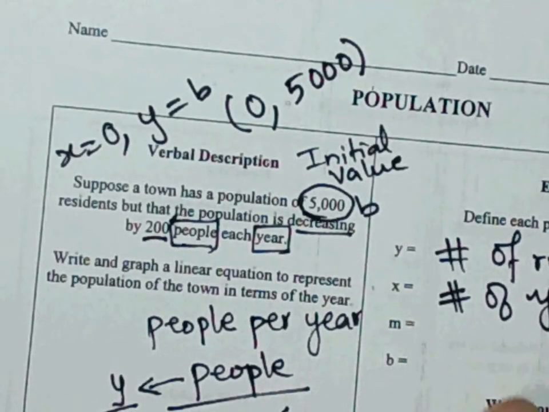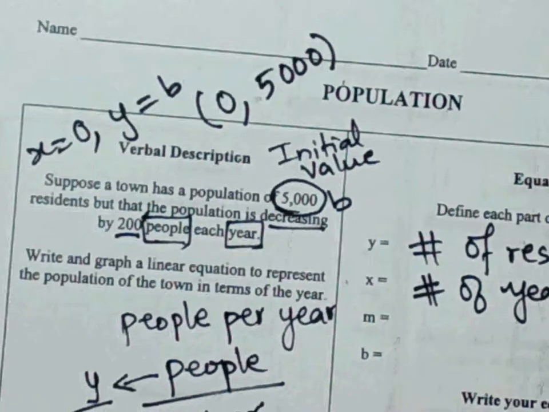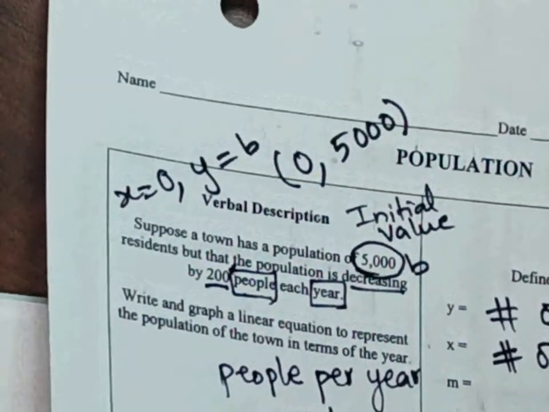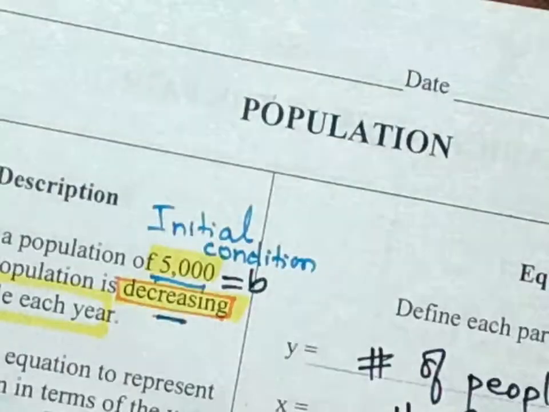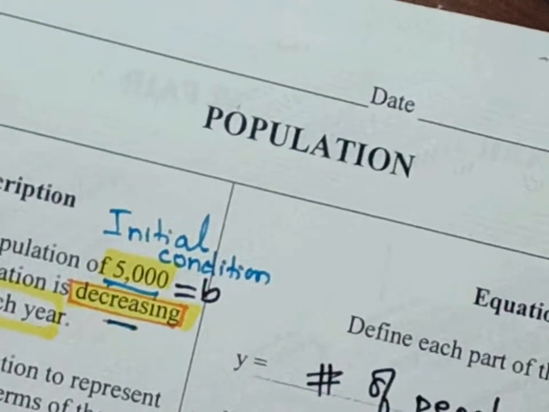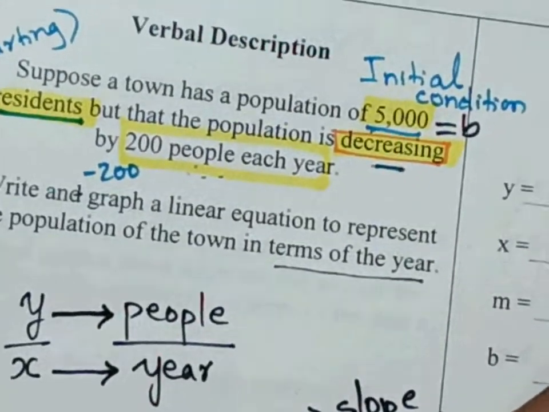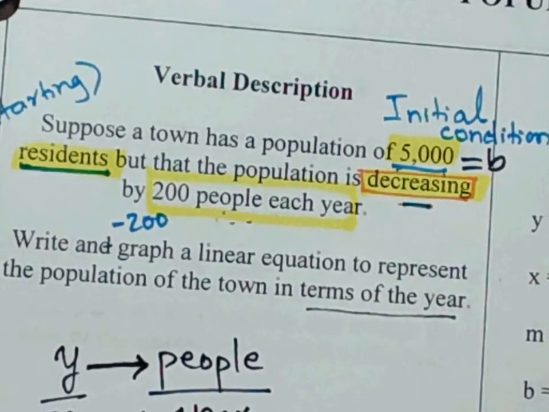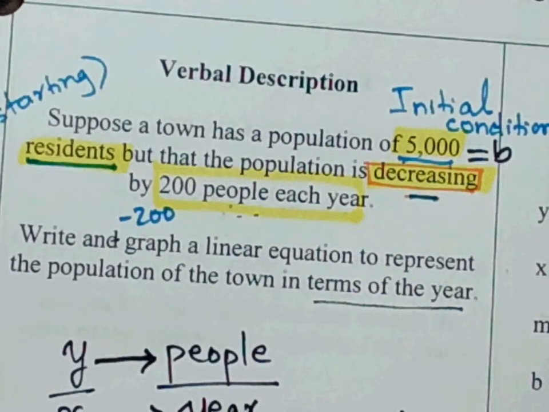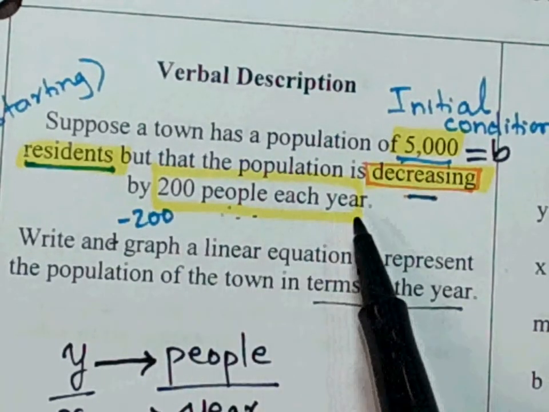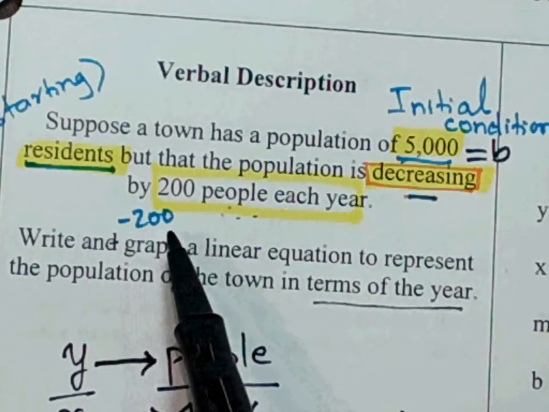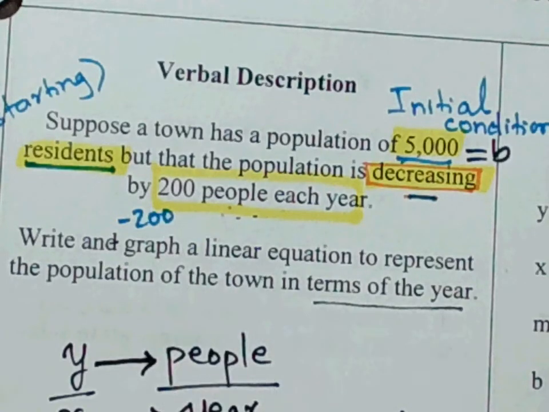Alright, so I need to do the rest, my rate of change. Now, this is how I look for my rate of change. Since it's decreasing, I'm going to use this information right here. The initial condition is 5,000, that is b. It's decreasing, so it's a negative slope, and it's going down by 200 people each year. So negative 200 people every single year.